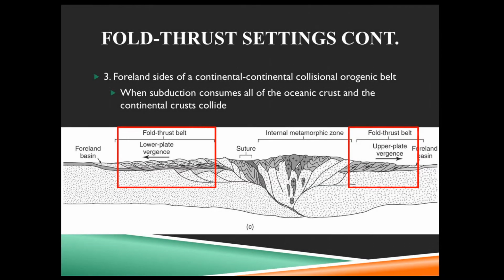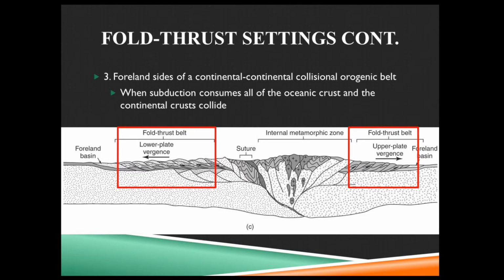We can also see fold thrust belts on either side of a mountain range caused by continental-continental collision. This happens when the subducting ocean slab is completely subducted, and so the continent that was on the other side of the ocean is now slamming into the continent on the far side. So this is like what happened when India slammed into Asia, creating the Himalayan mountains. And there is a suture zone in the middle, tiny remnants of that oceanic crust that get trapped and squeezed between the right hand and left hand continental crust in this picture.